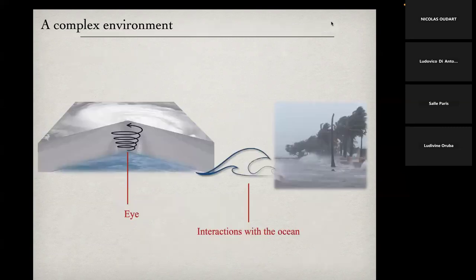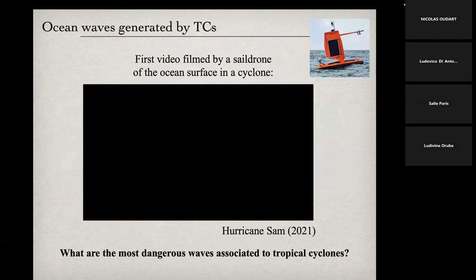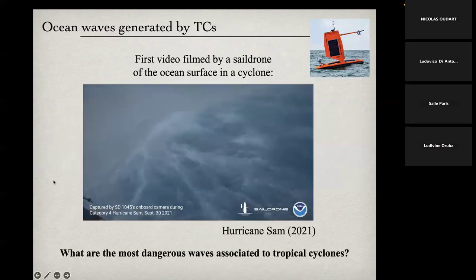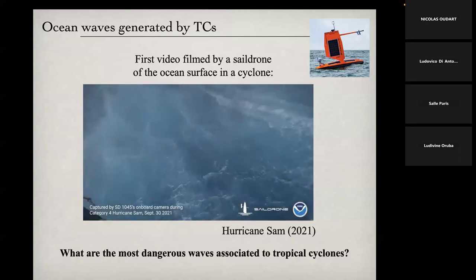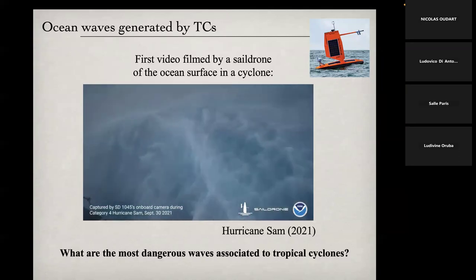I will now switch to the second part of my presentation, which deals with the generation of waves by tropical cyclones. So let me first show you what these waves look like. This video was taken by a sail drone inside Hurricane Sam in 2021. Actually, that's the first ocean video made inside a tropical cyclone.